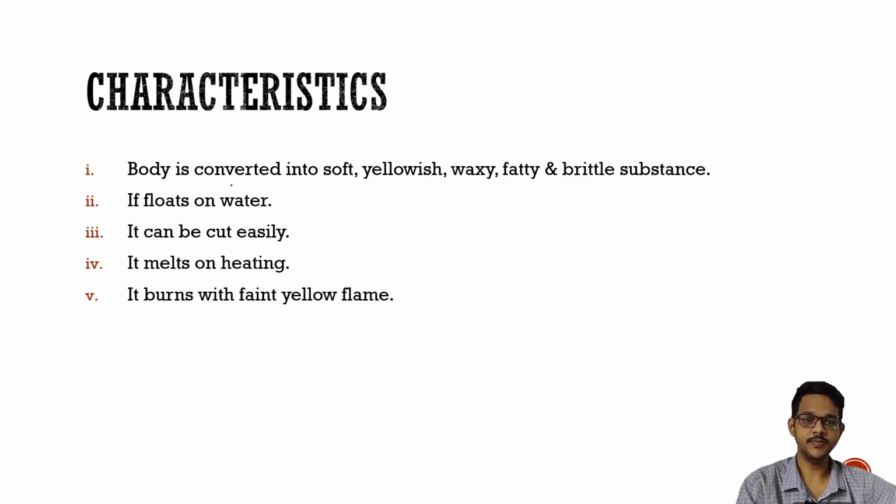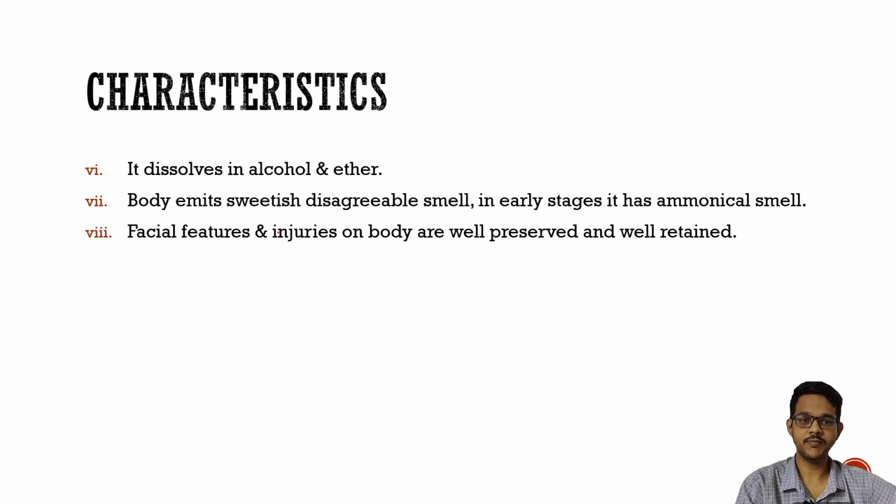Characteristics of adipocere. The body is covered in soft, yellowish, waxy fat, which is a brittle substance. It floats on water since it is a wax and mainly an oil. It can be cut easily. It melts on heating. It burns with a faint yellow flame. So if we take adipocere and try to burn it, it burns with a faint yellowish flame.